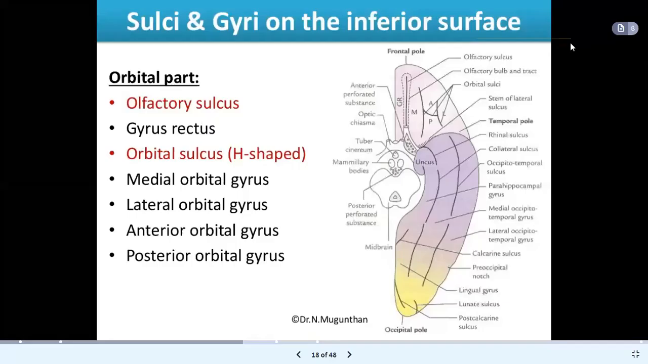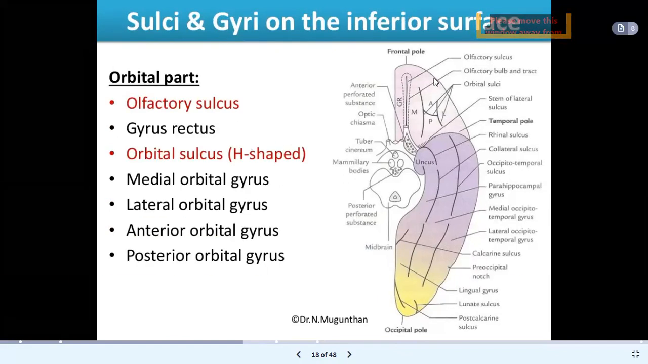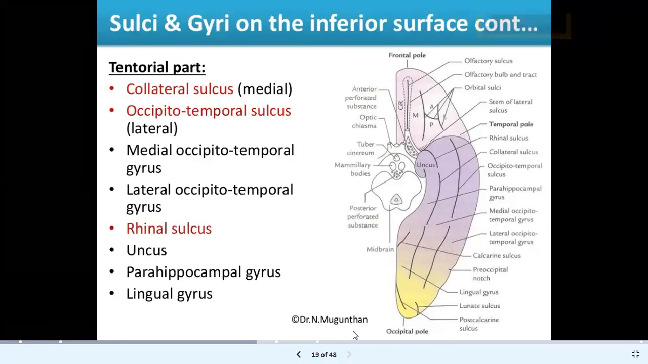See, this is nothing but the olfactory sulcus and the area medial to it is the gyrus rectus. This is the H-shaped orbital sulcus and we know the associated names: anterior, posterior, medial, lateral orbital gyri. That was our orbital part, right? This whole area is the orbital part and the remaining area is the tentorial part.